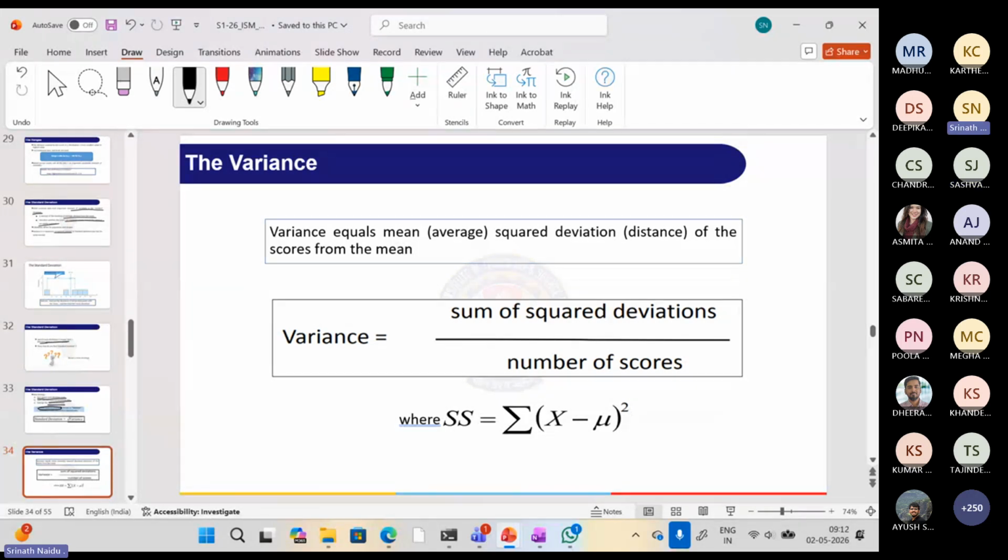Moving on. The variance is the sum of squared deviations divided by the number of scores. The sum of squared deviations is called SS: sigma of (x minus mu) squared. Some of you might be unfamiliar with this notation, but we'll use it significantly. This actually means sum. It's a Greek symbol called sigma. This one is the capital version, and the small one is also called sigma. It's like the letter small a and big A: both are A, one lowercase, one uppercase. Same with Greek letters, lowercase sigma and uppercase sigma. So this is the sum of (x minus mu) whole squared.